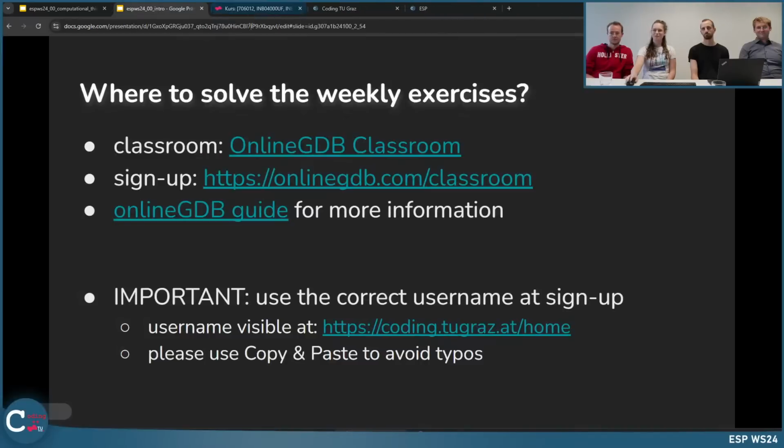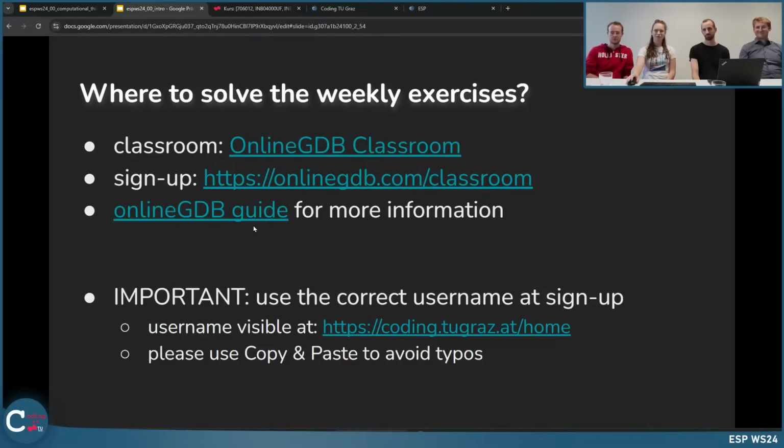And no, I can't open it, nobody's logged in, but on this course website with /home, you will see a page and there will be online GDB, and then I blurred out your username and made a copy button because I really want you to copy that username and use it when you sign up. Please don't type it, just copy it. So you really are safe and you don't make any typos.